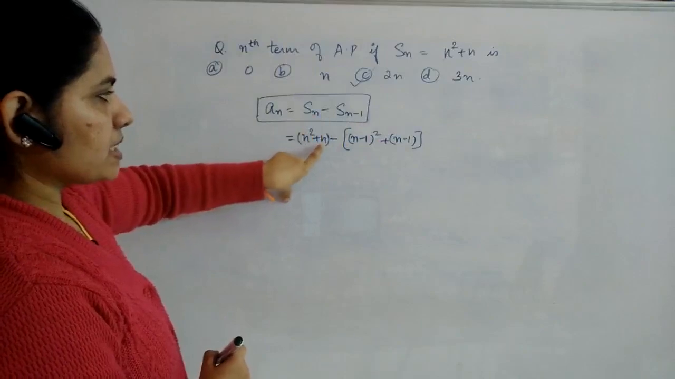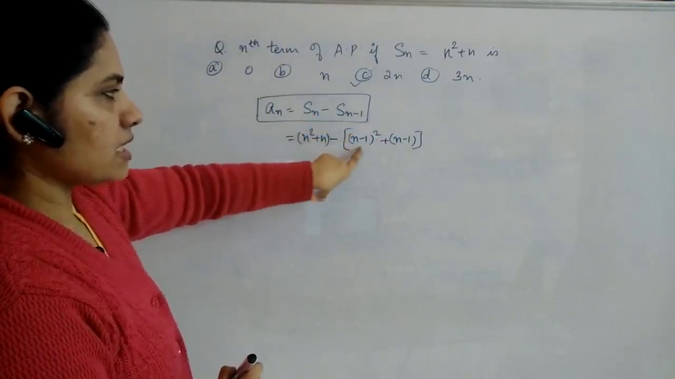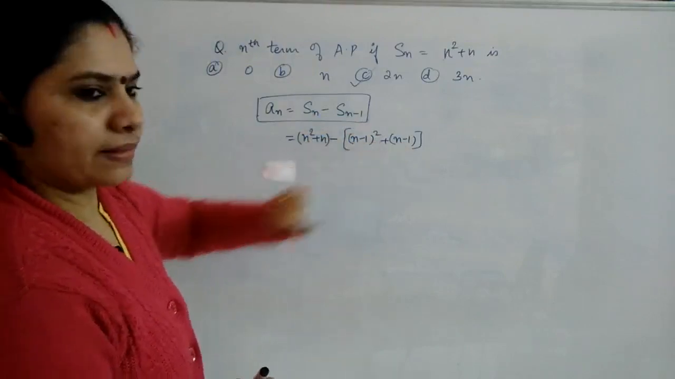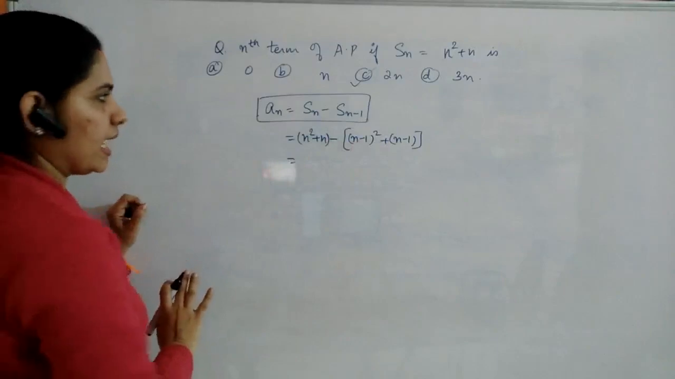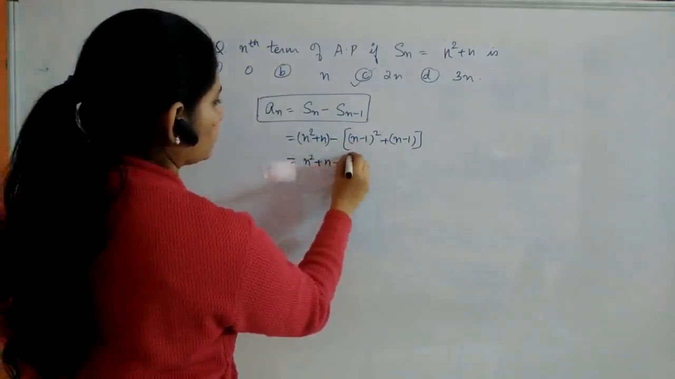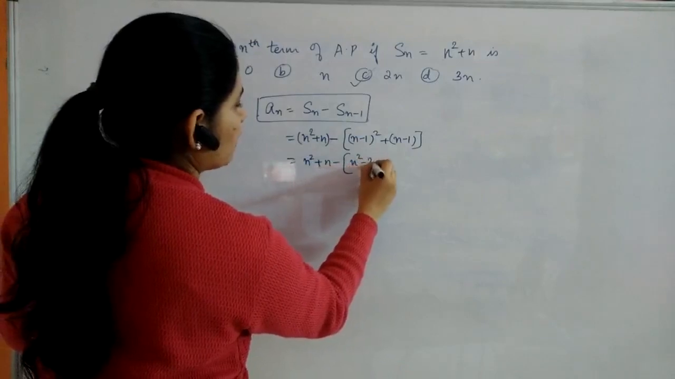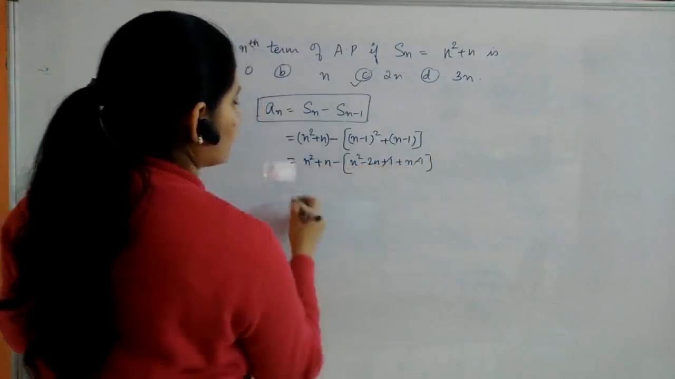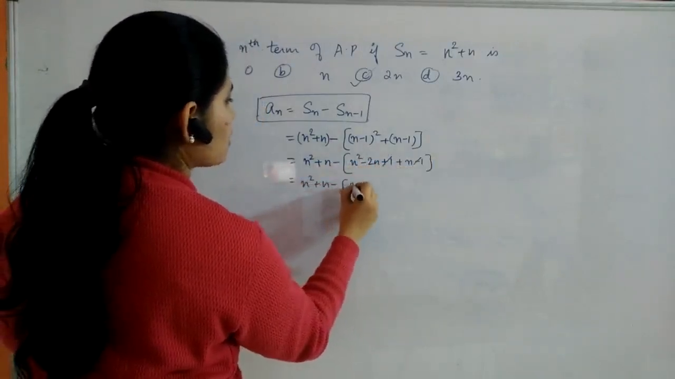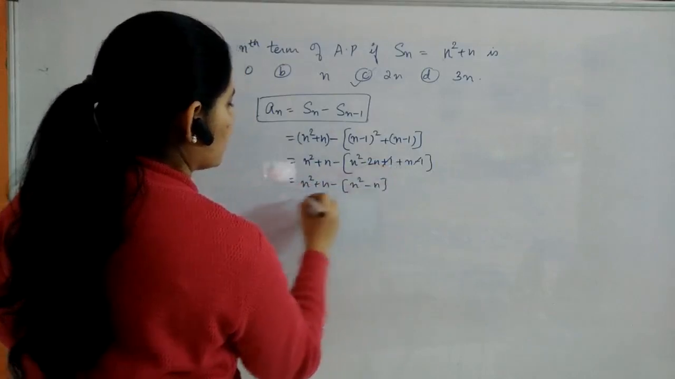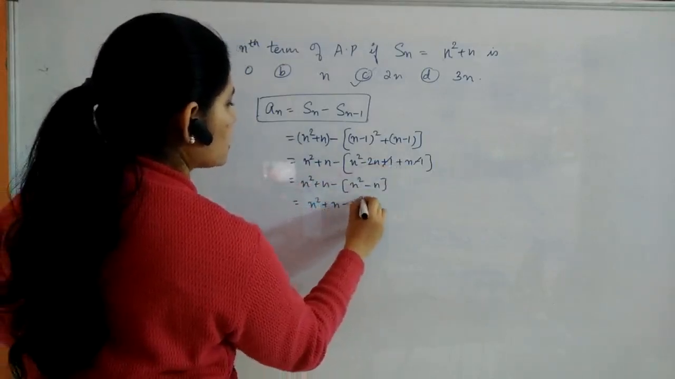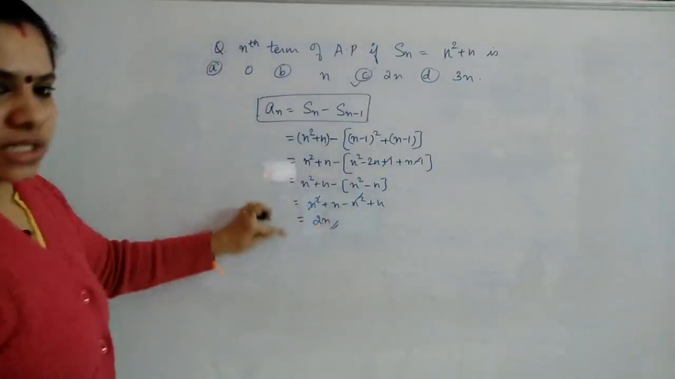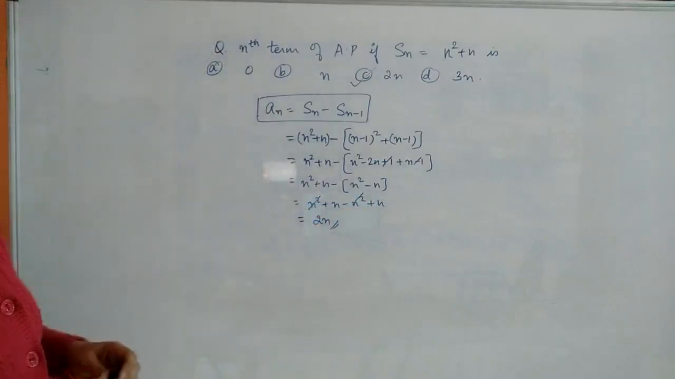Sn is n square plus n. So Sn minus 1 will be n minus 1 the whole square plus n minus 1, where instead of n, I have replaced n with n minus 1. Now solving this will give you An, the nth term. Minus of, this will give you n square minus 2n plus 1 plus n minus 1. Cancel. n square plus n minus of n square, this will give you minus n. So n square plus n minus n square plus n, these two get cancelled and you are getting 2n. So both will give you the same answer, but this concept is different from the other one. Okay.